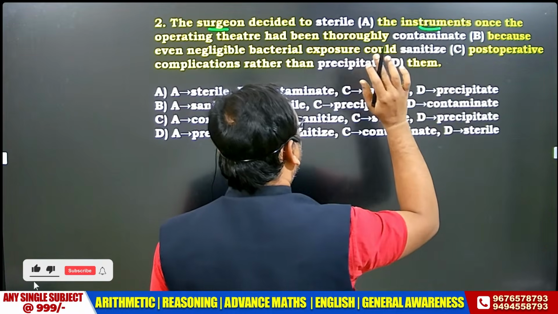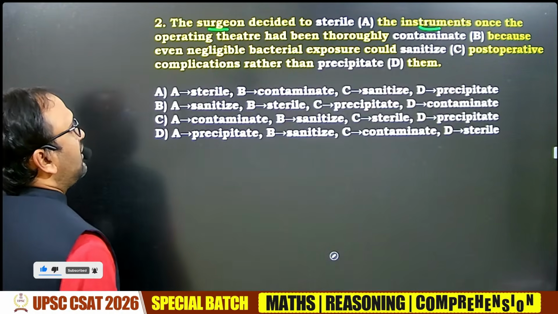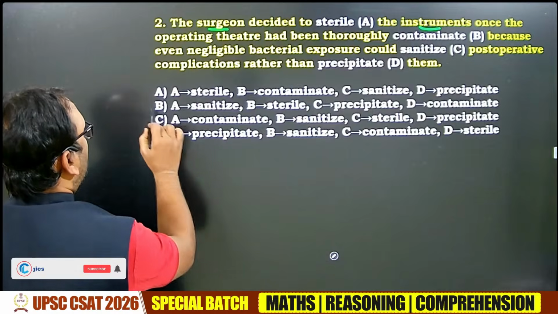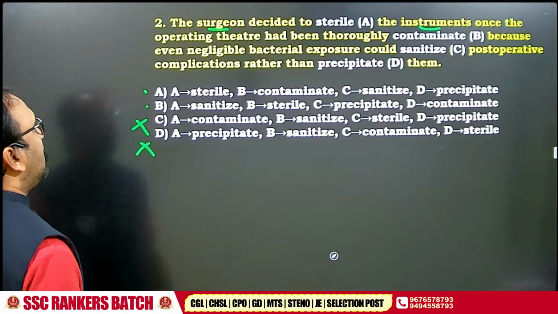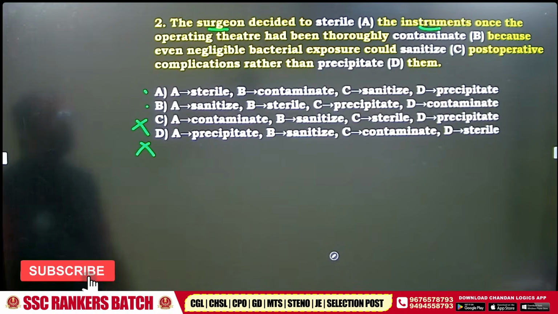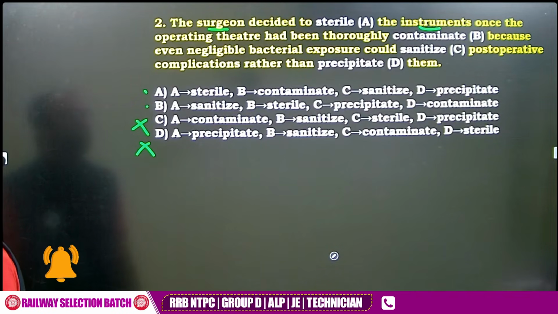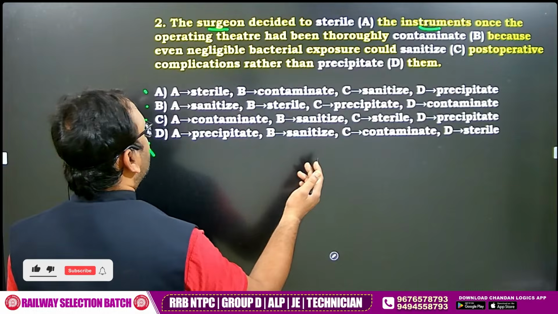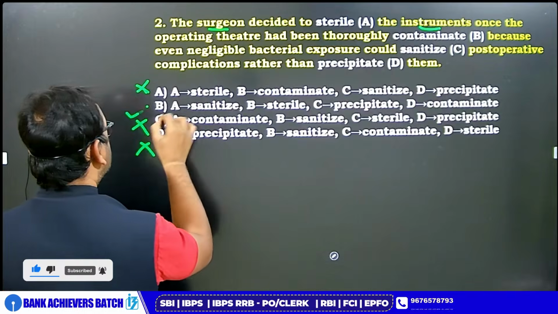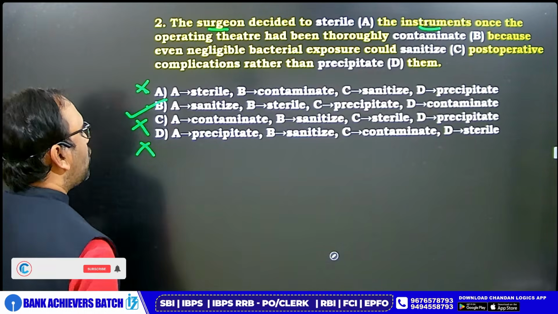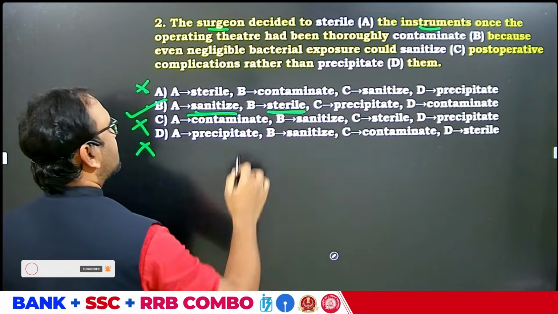I think both are very close, correct? Okay. Now proceed further. So now it could be this or this, correct? Impossible. Once the operating theatre had been thoroughly dash, now tell me, how could you expect the operation theatre to be contaminated? No. Second option is right. So the instruments have to be sanitized and the operation theatre should be sterilized.